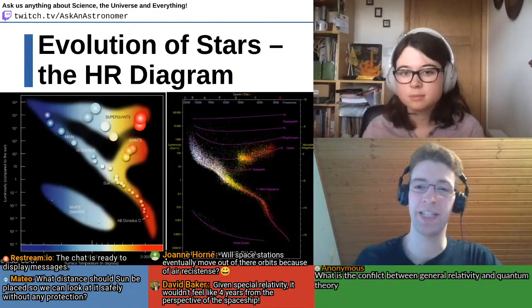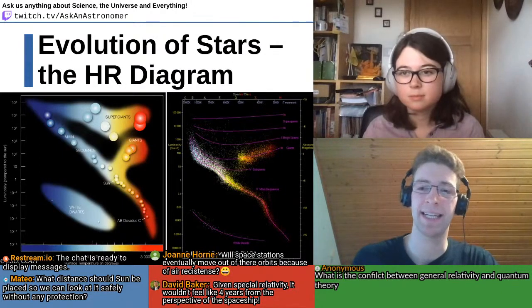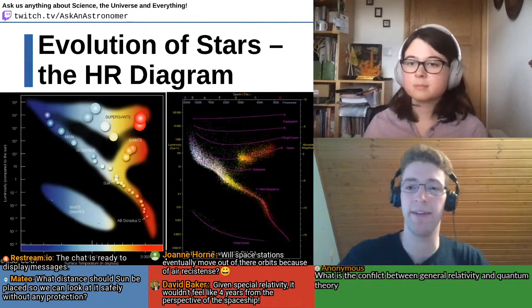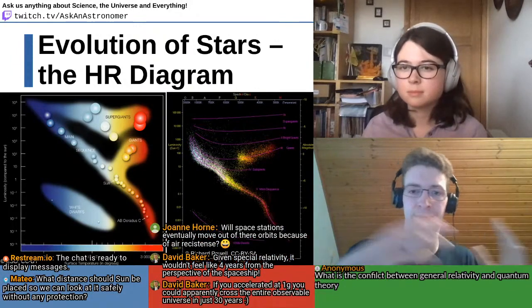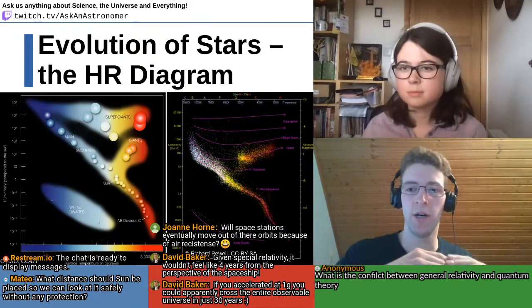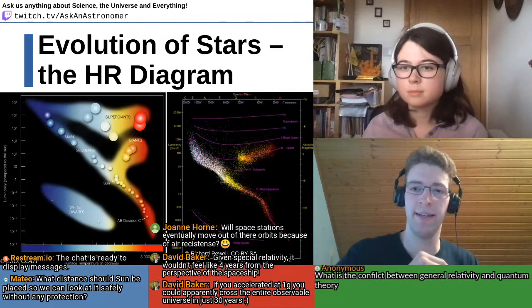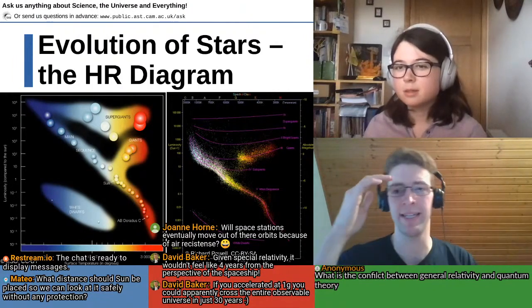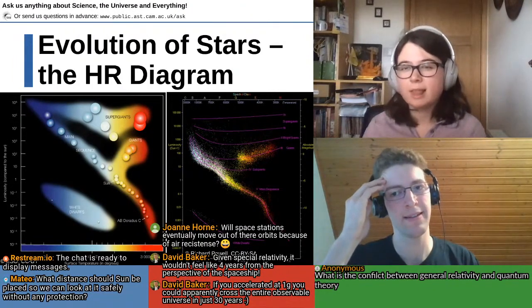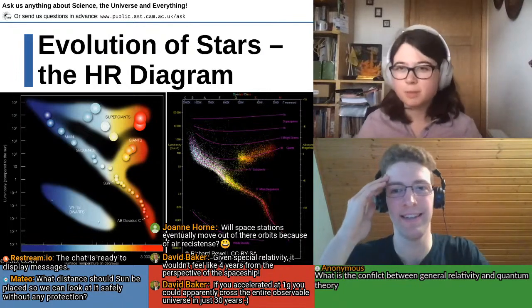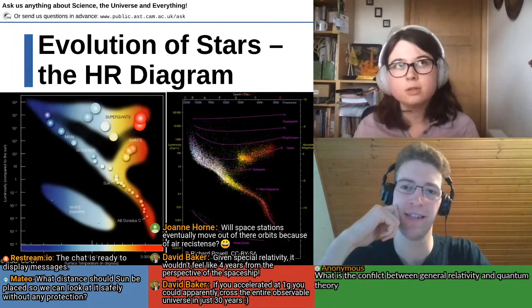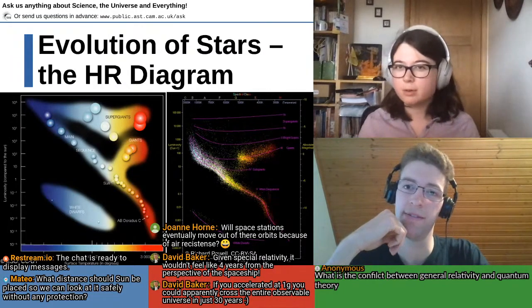We got another question about spiral galaxies and elliptical galaxies. The question was, is a spiral galaxy just the same as an elliptical galaxy plus a disk, or are they more different? I think elliptical galaxies are actually larger, right? So elliptical galaxies tend to be larger than spiral galaxies. So structurally they're quite different.